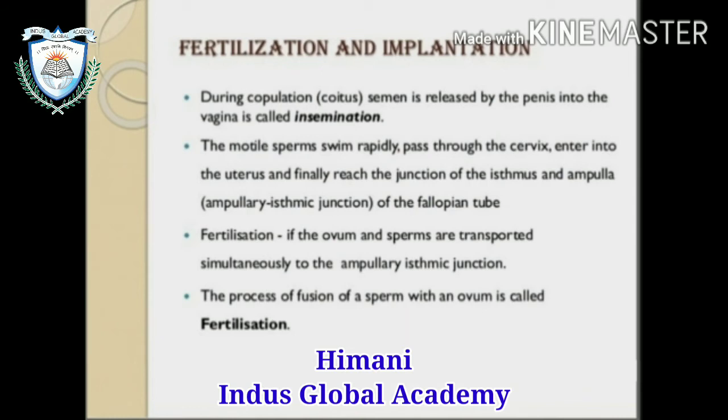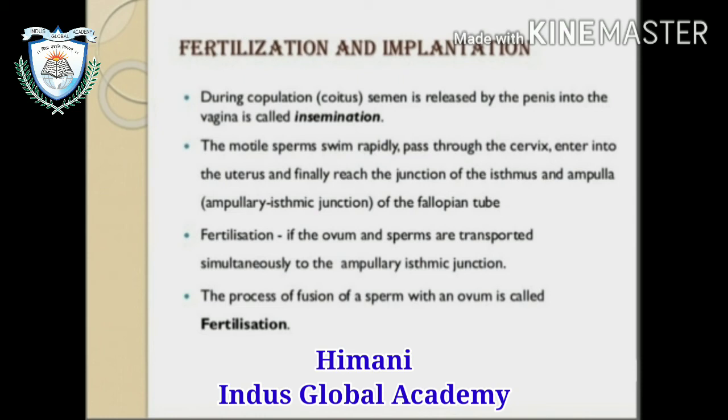Now, fertilization and implantation. During copulation, semen is released by the penis into the vagina. That is called insemination. The motile sperm swim rapidly and pass through the cervix, enter into the uterus, and finally reach the junction of the isthmus and ampulla, which is known as the ampullary isthmic junction of the fallopian tube. If the ovum and sperm are transported simultaneously to the ampullary isthmic junction, then fertilization will take place.